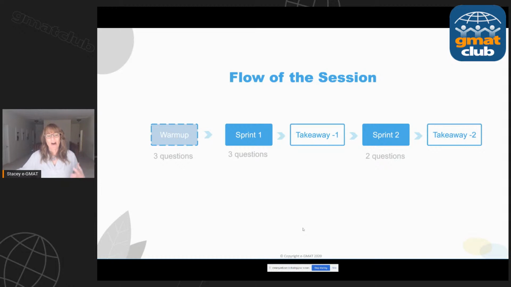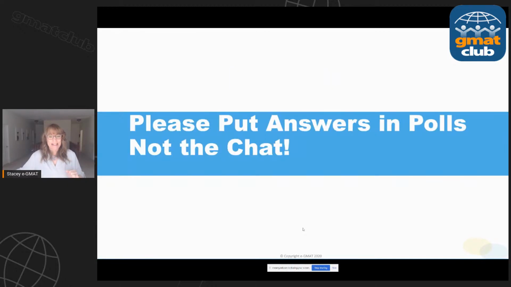There will be takeaways. Before we move into sprint 2, we are going to have a takeaway from sprint 1. And that takeaway is going to be our discussion. We will solve this question together. We will have some fundamental concept discussions of that. Then we will use those learnings, and hopefully you will be able to apply those learnings to sprint 2. And then from sprint 2, we will have further takeaways. As I said, we are going to put those answers in the polls and not in the chat.